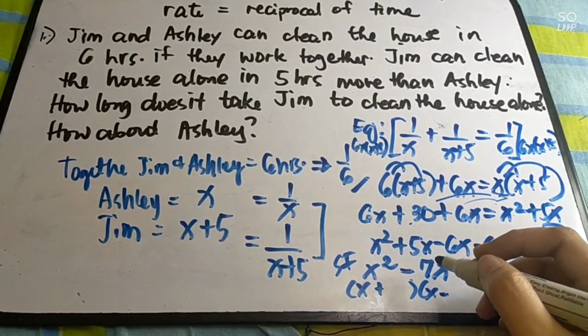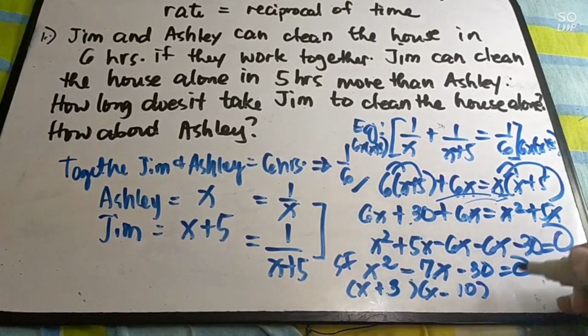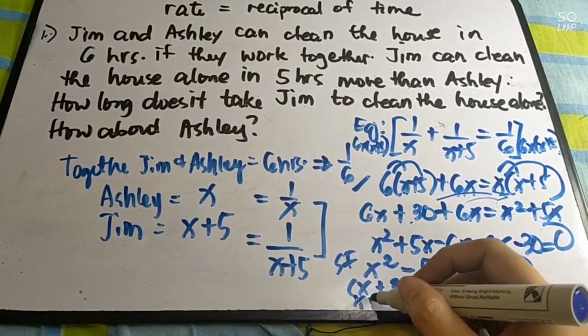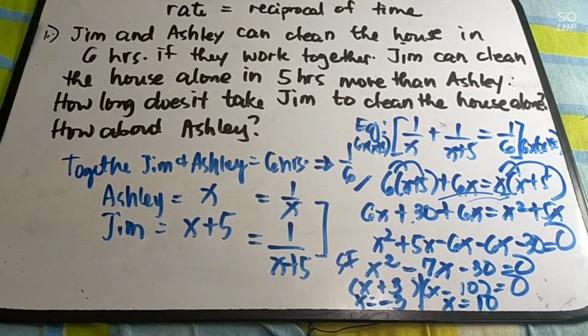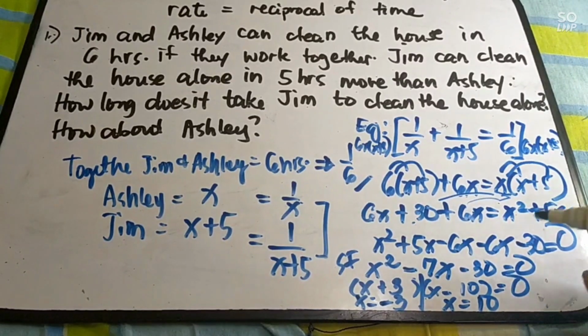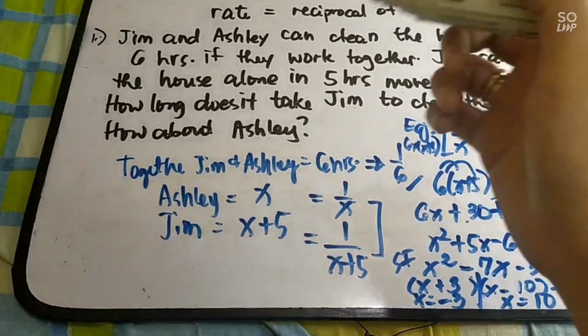So, dapat the higher number is negative. So, it should be negative 10. Then, you have here 3. Equals to 0. Then, solve for x na. So, x is equals here negative 3. X is equals here, which is positive 10. So, since ang ating pinag-uusapan ay time, therefore, positive pa rin dapat ang ating time. So, ang time natin is x.